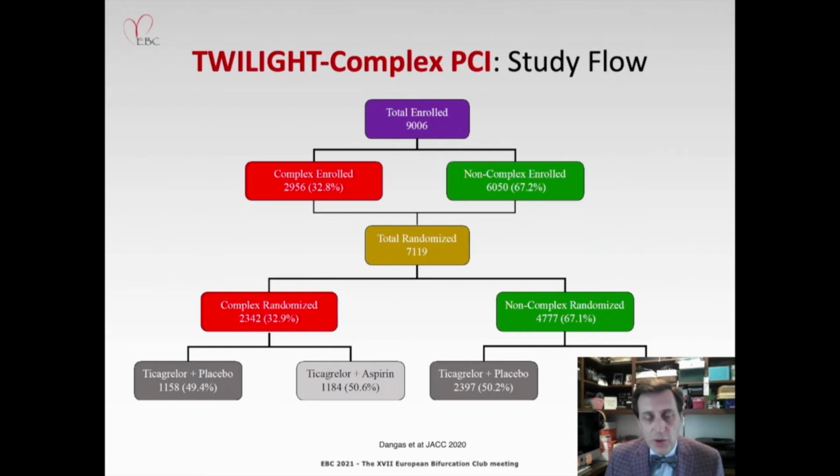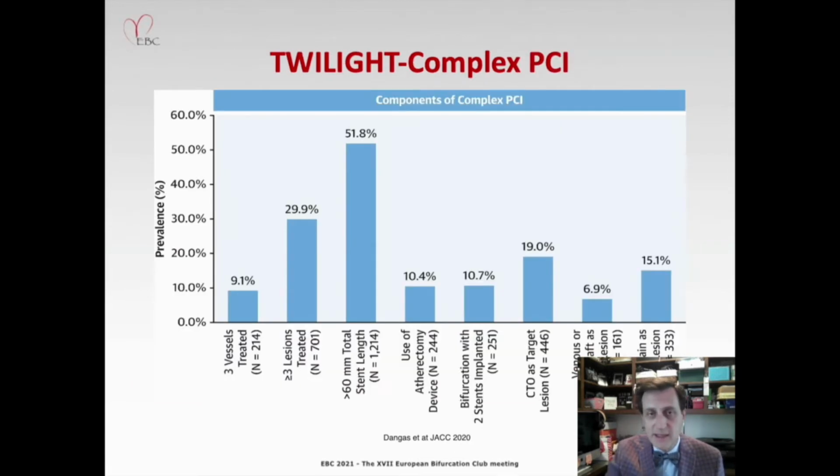And in general, we're going to follow the bottom left part of this graphic that you can see here. Out of the 7,111 patients, 2,342 had complex PCI performed, and subsequently we're going to compare ticagrelor plus placebo versus ticagrelor plus aspirin in this presentation. First of all, let's talk how many of those were bifurcation. 250 were bifurcation with 2 stents, over 10%.